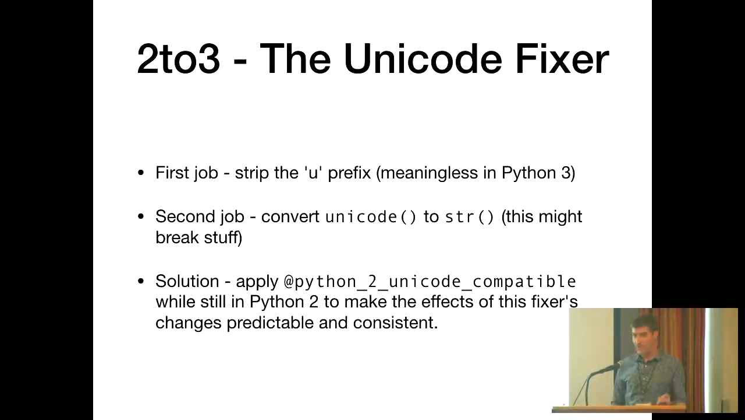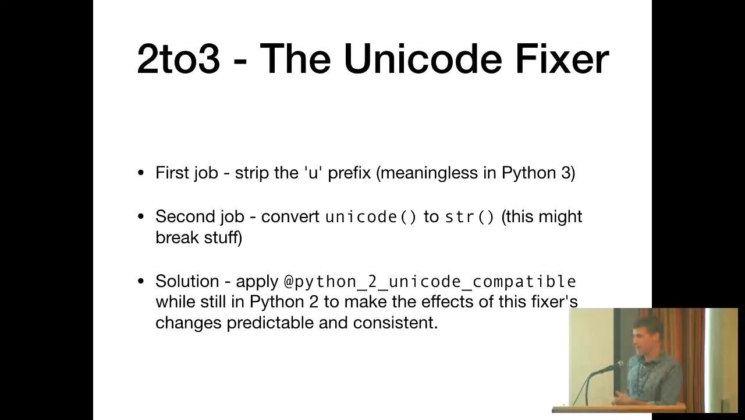The second job it does is it takes all of the calls to the built-in function Unicode and converts them to str, or string. And it has to do that because the Unicode built-in doesn't exist under Python 3. However, that can also change the behavior of your code. So this first change it does is meaningless and harmless. The second change it does can change behavior.